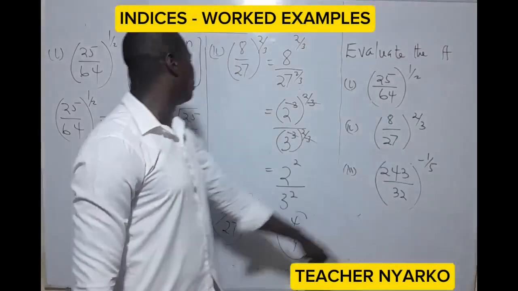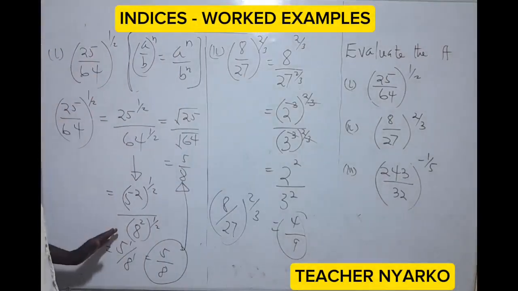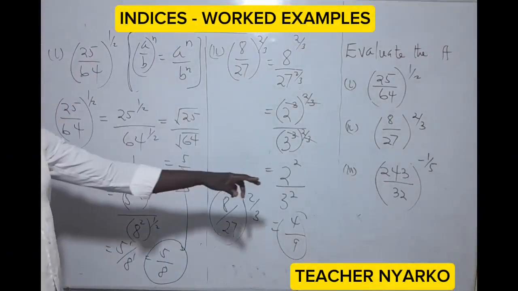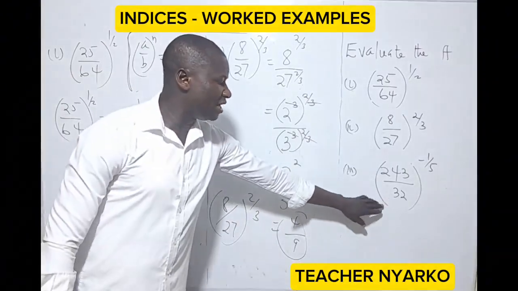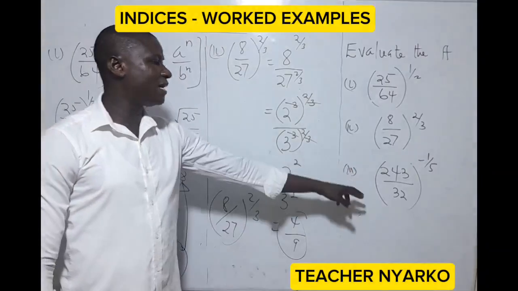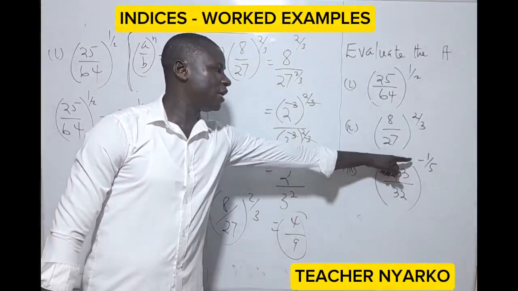Then you use the same approach as we did in the first question to solve that, and you also get the answer. So try that as an example. Let me know in the comment section what you have by solving 243 over 32 all exponent minus 1 over 5.